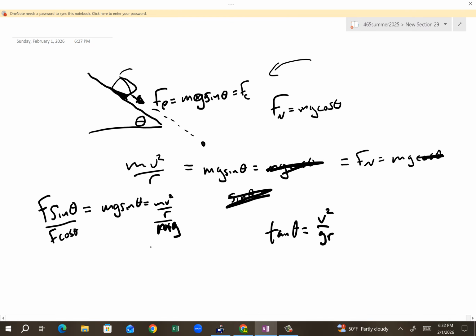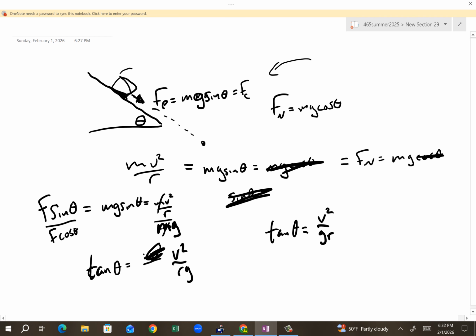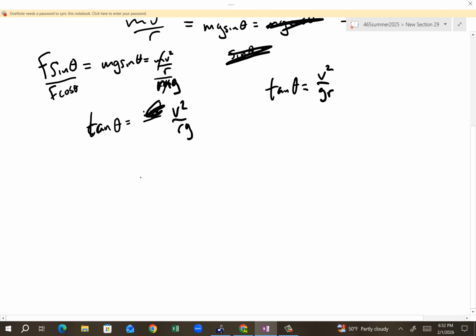So if you do that, then you end up with, as I said, the tangent of theta is equal to v squared over rg, because the m's cancel out. There you go. That's it. Perfect. So what does that mean? That means that if you wanted to go around a corner, what would you have to bank this corner to have no friction and still stay on the hill? This is in the case of no friction.